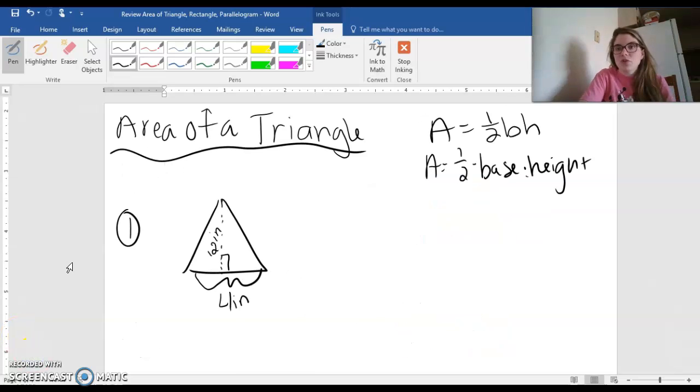Next I'm going to go over the area of a triangle, and this is something that you learned in 6th grade, so again should be a review. So the area of a triangle is half times base times height.